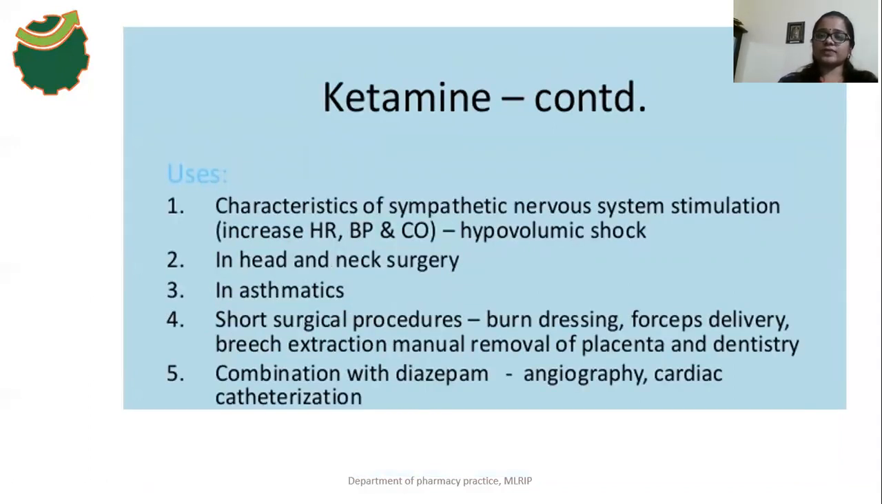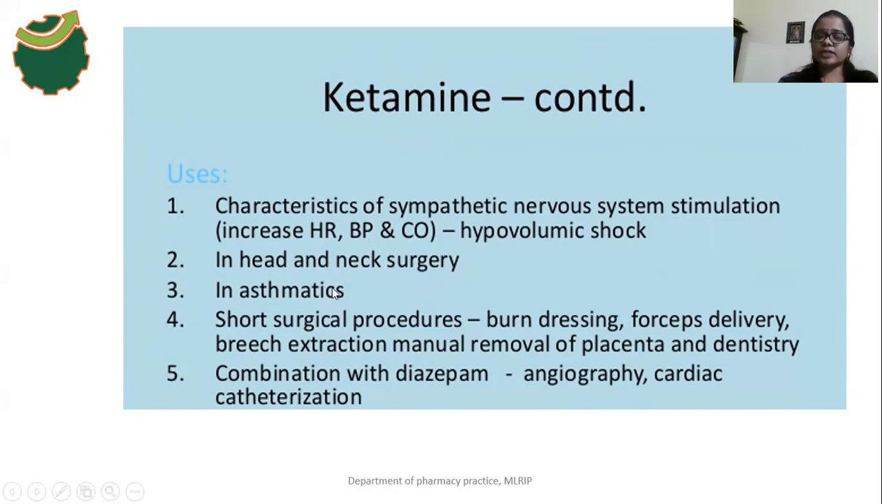And what are the uses of this ketamine? It increases the heart rate, the BP and the cardiac output, because it increases the sympathetic stimulation. This drug is used in head surgeries and neck surgeries, and it is used in asthmatics because it causes bronchodilation, and ketamine is used to relieve bronchospasm.